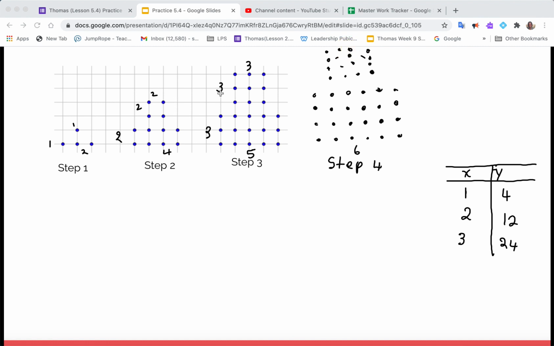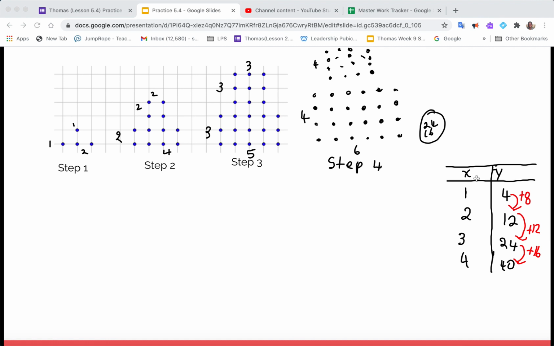Not 4. So how many dots do we have? We have a 4 by 6, that's 24, and a 4 by 4, that's 16. So when we add those together, our step 4 will have 40 dots. If we look at how that is increasing, from 4 to 12, that's a plus 8. From 12 to 24, that is a plus 12. And from 24 to 40, that's a plus 16.